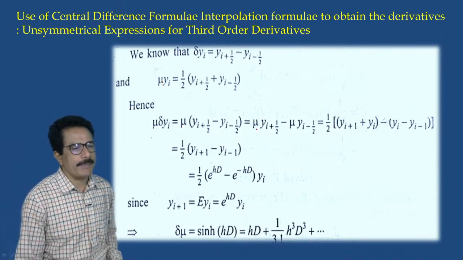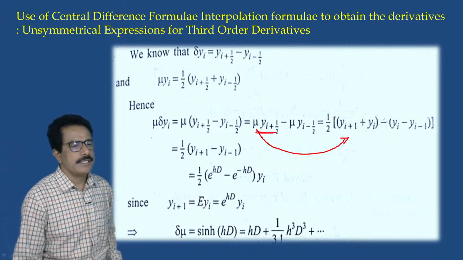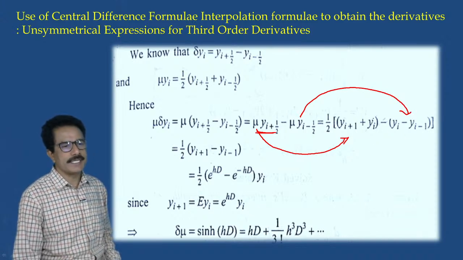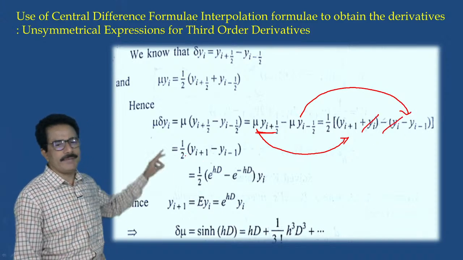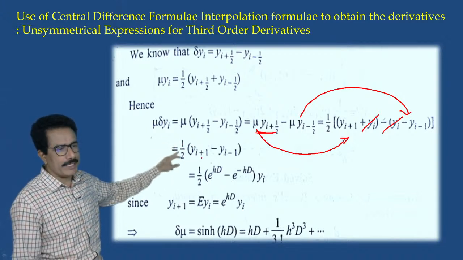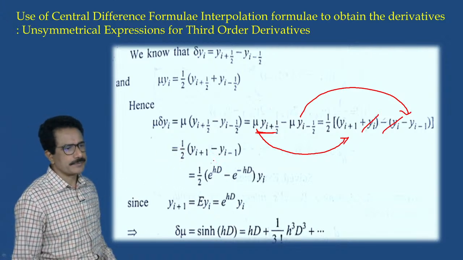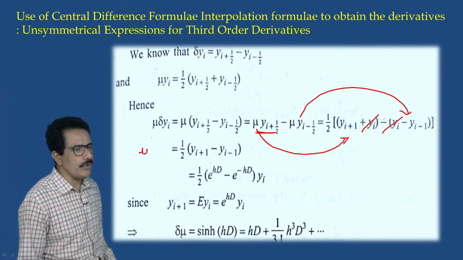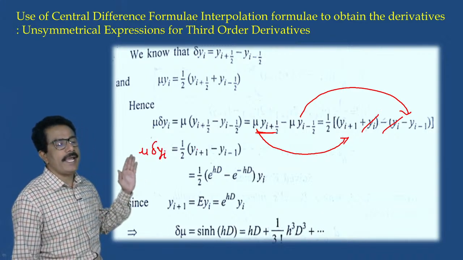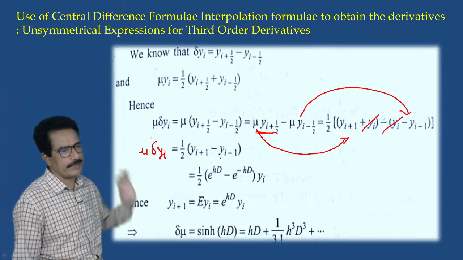So we apply this mean for the first term. Similarly, we can apply the mu for the second, then we get the result. Plus y i minus y i will get cancelled. So we get 1 by 2 into y i plus 1 minus y i minus 1. So this is mu delta yi. Mu delta yi means 1 by 2 into y i plus 1 minus y i minus 1.